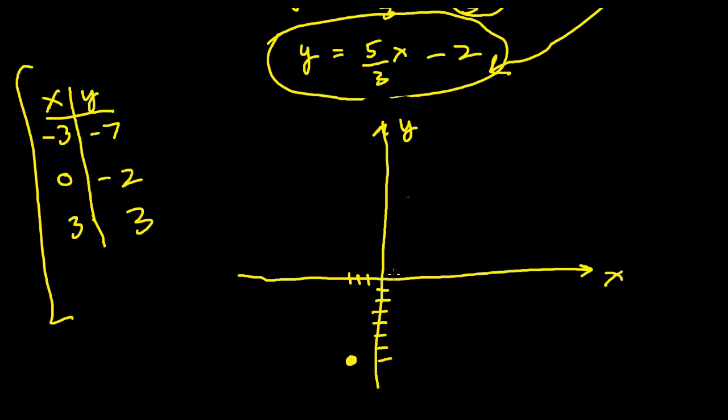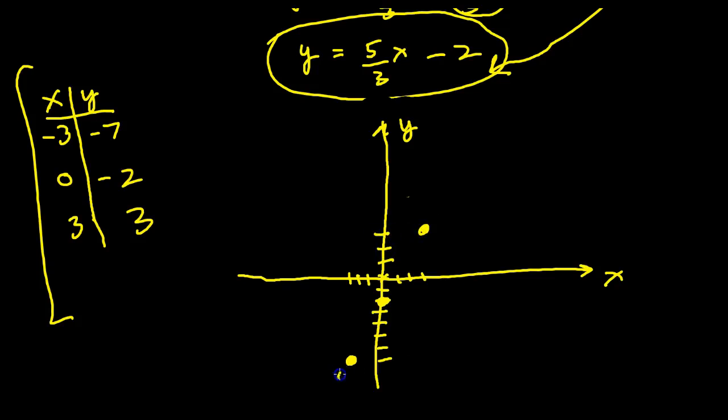If x is 0, y is minus 2. Well, if x is 0, that means you're going to be on the y-axis, right? So I count down 2 units from the origin on the y-axis. And if x is 3, y is 3. So 1, 2, 3. 1, 2, 3 puts me up here somewhere. And it indeed looks like these points are collinear.